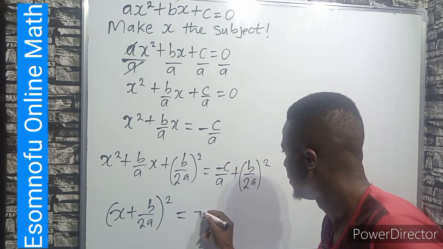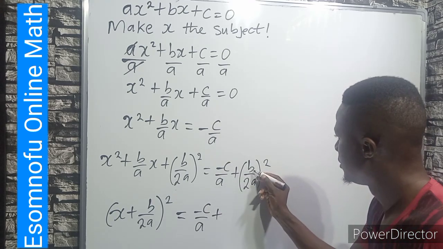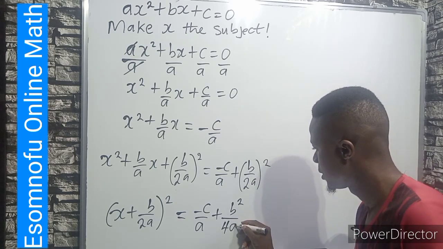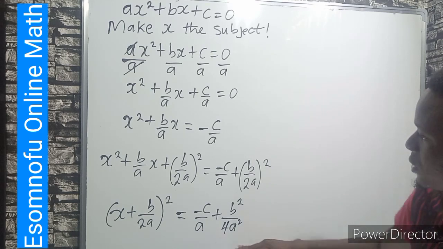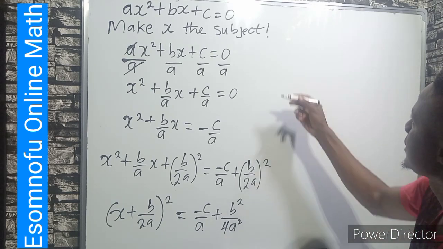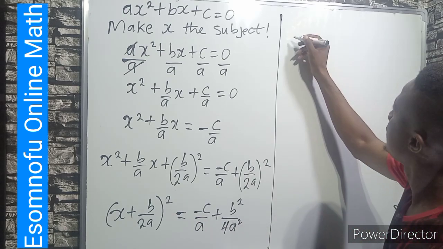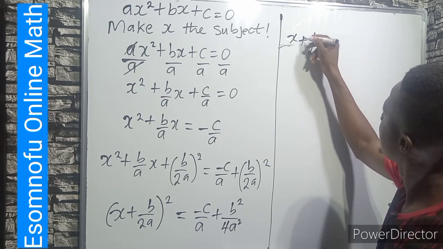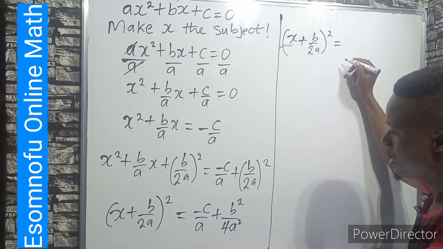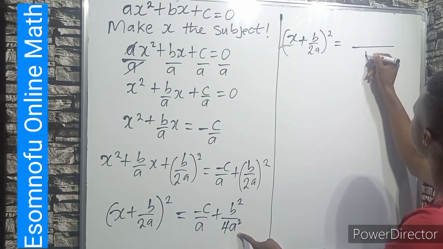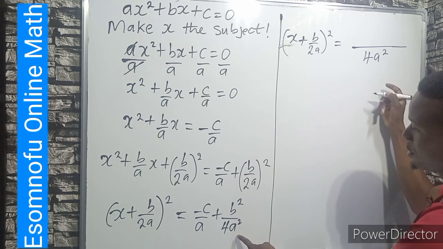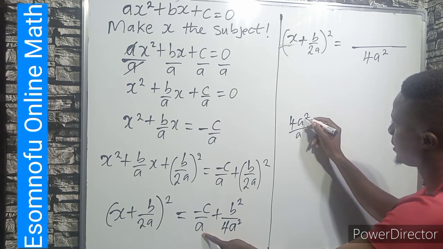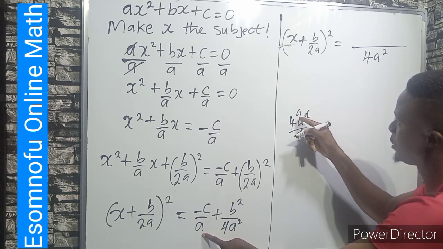Then equals minus c over a plus b squared all over 2 squared, which is 4a squared. So that is what we are having. Let us simplify the right hand side very well, but before that, let's repeat what we're having here. We have x plus b over 2a all squared is equal to, the LCM of a and 4a squared is 4a squared, so you write 4a squared. Then 4a squared divided by a. Listen here, 4a squared divided by a, the a is double here. This will cancel out, leaving us just with 4a.